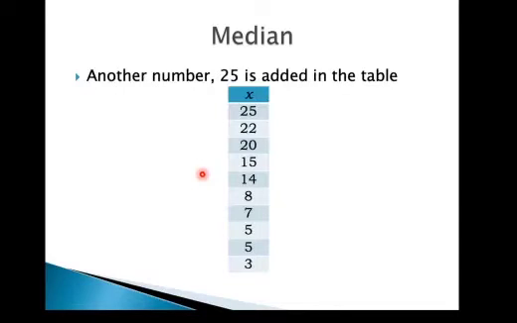So we show to you here again the median, the numbers in an array. The middle numbers are 14 and 8, and the median will be halfway between these two middle numbers. So the median is 11.